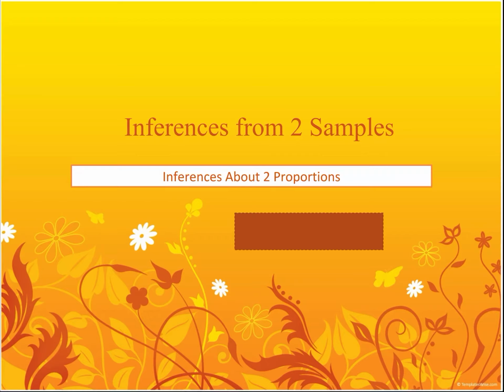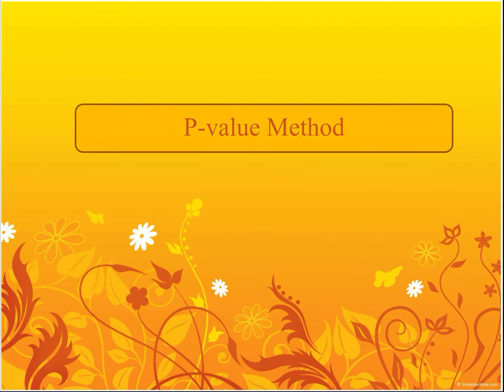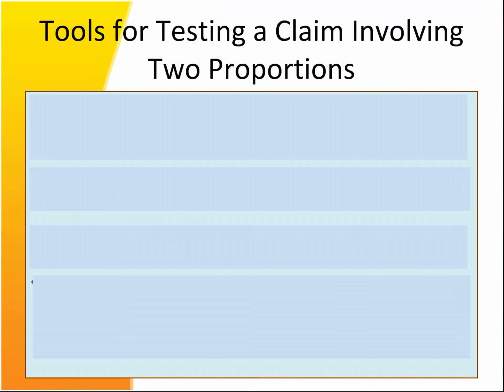Now we're going to talk about inferences that we can make from comparing results from two different samples. In the first video, we'll talk about inferences we can make about two different proportions. The two methods we're going to use again are the p-value method and the critical value method. A lot of steps are going to seem really similar to the previous videos on hypothesis testing, so make sure you're pretty well versed in those videos before you start these.